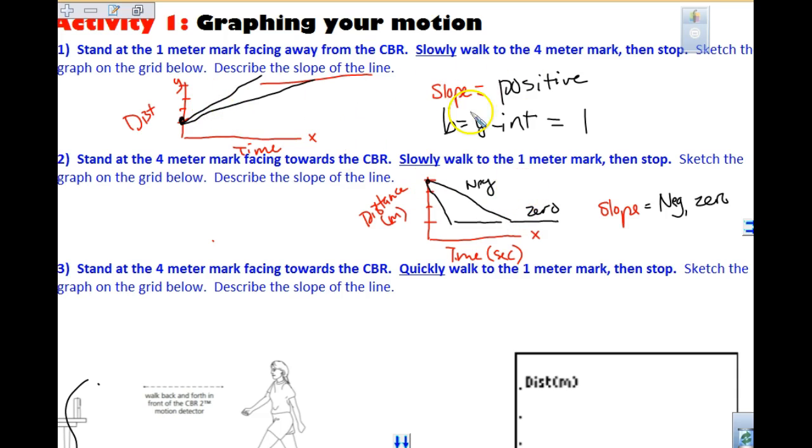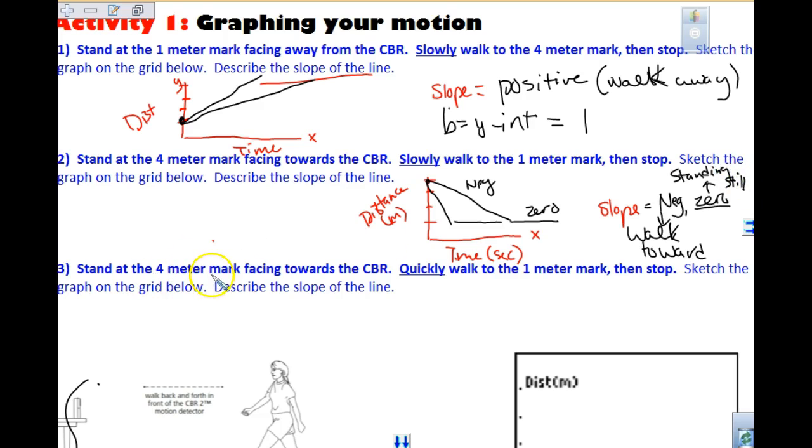So when we are walking for a positive slope, are we walking away or towards the motion detector, that first one? What were our people doing? They were walking away. So when it was a positive slope, we were walking away from the motion detector. When it was a negative slope, what were we doing? We were walking towards the motion detector. We're getting closer to the motion detector. The 0 was simply standing still. If you have a 0 slope, you are standing still, okay?